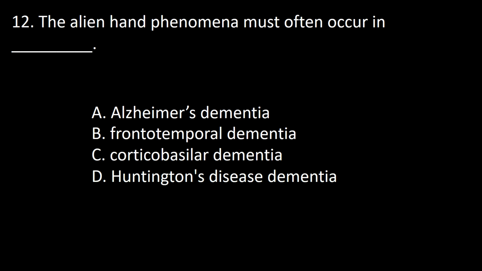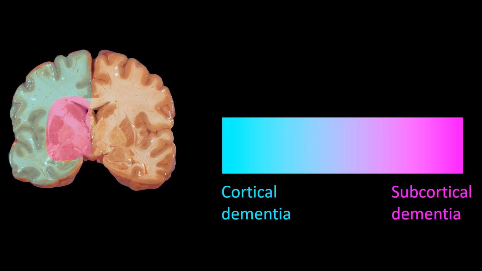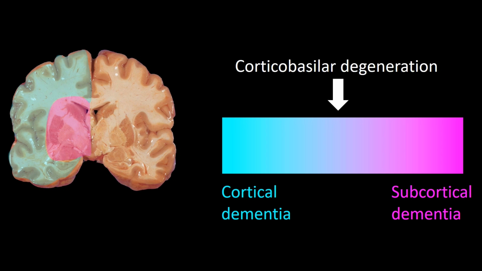Next question. The alien hand phenomenon most often occurs in A. Alzheimer's disease, B. Frontotemporal dementia, C. Corticobasal dementia, D. Huntington disease dementia. The distinction between cortical and subcortical dementia is not always sharp. In reality, all cortical dementias have some findings characteristic of subcortical dementias and vice versa, especially later in the course of the condition. But there is one condition whose manifestations are so evenly distributed between cortical and subcortical structures that it is called corticobasal degeneration.